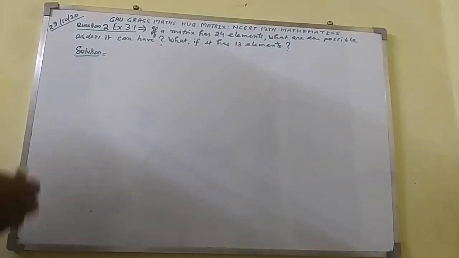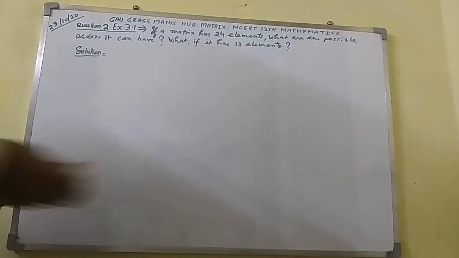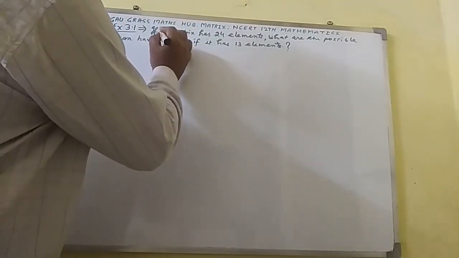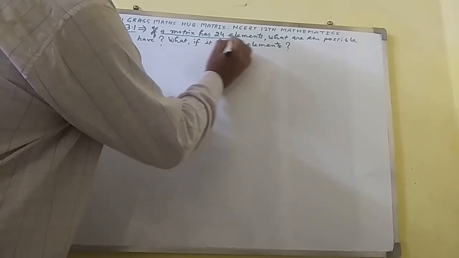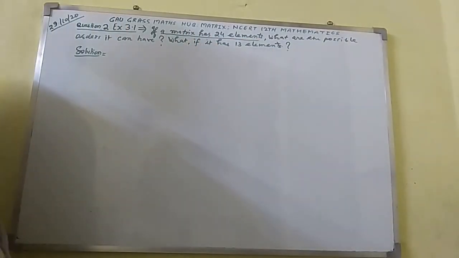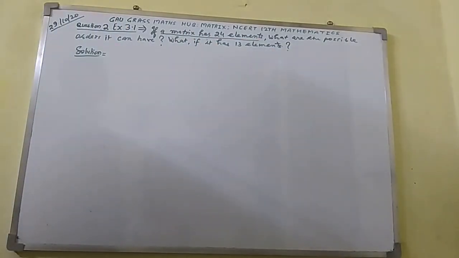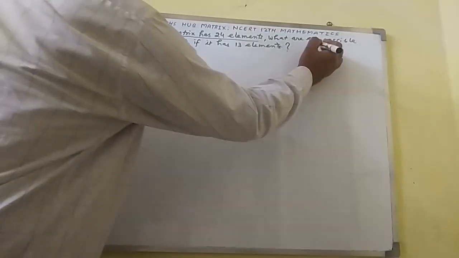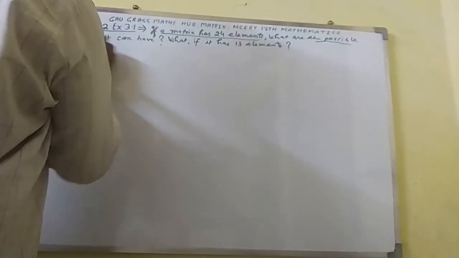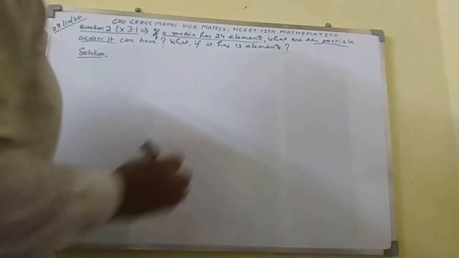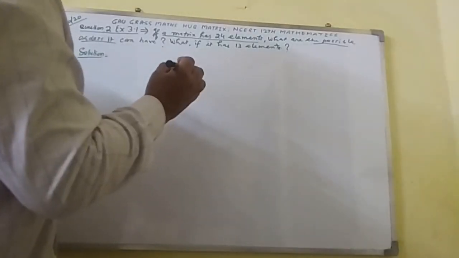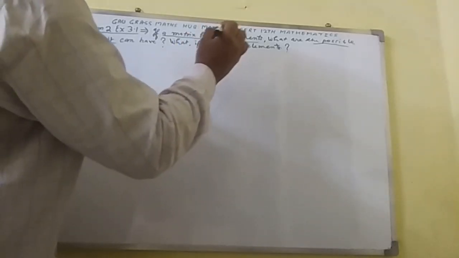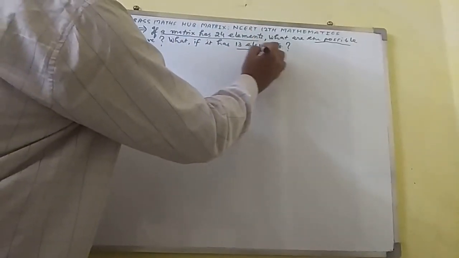Now coming to the solution. Here you can see a matrix has 24 elements. What are the possible orders the matrix can have? And what will the order be if it had 13 elements?